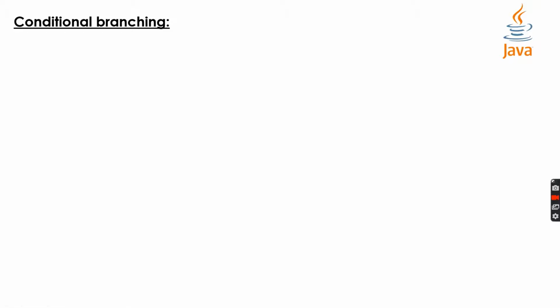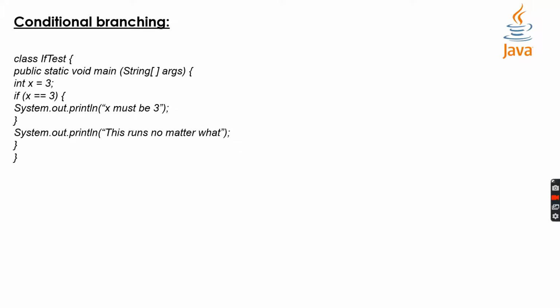In Java, the if test is basically the same as the Boolean test in a while loop, except that instead of saying "while there is still beer here," you will say "if there is still beer here." The code executes the line that prints "x must be 3" only if the condition x equals 3 is true. The line that prints "This runs no matter what" will run regardless. So depending on the value of x, either one statement or two will print out.